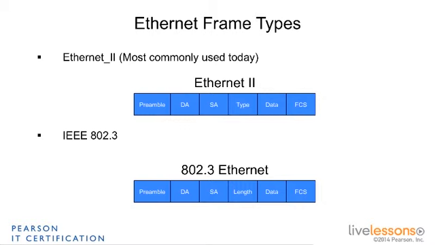Another very important field is the length or type field, depending upon which type of frame we're talking about. 802.3 uses a length field, but the Ethernet 2 frame uses a type field to identify the network layer protocol that it will be handing off the information to. 802.3 cannot identify the upper layer protocol and must be used with a proprietary LAN such as IPX or Novell.